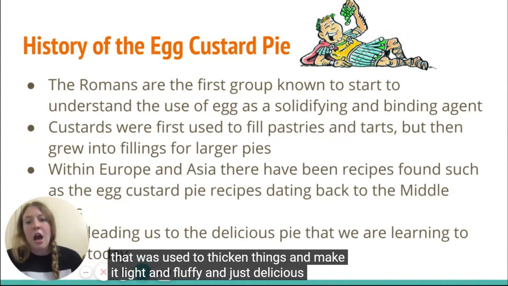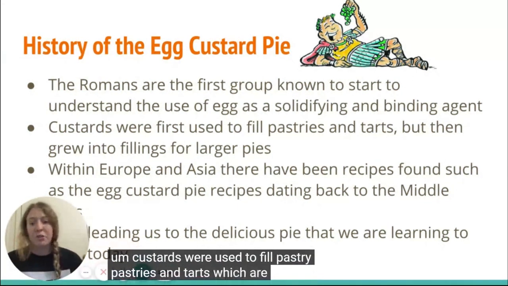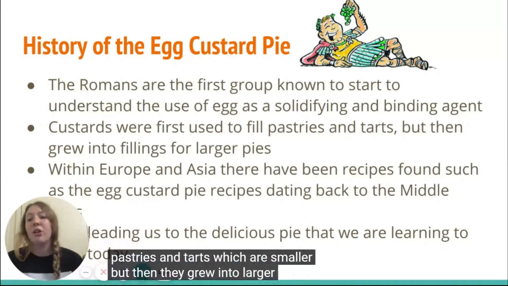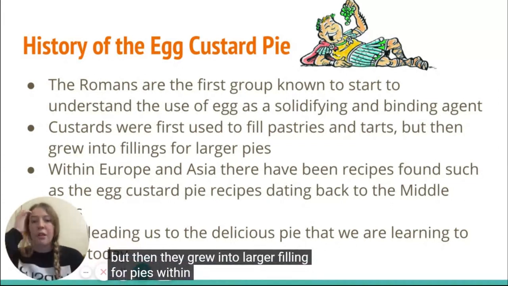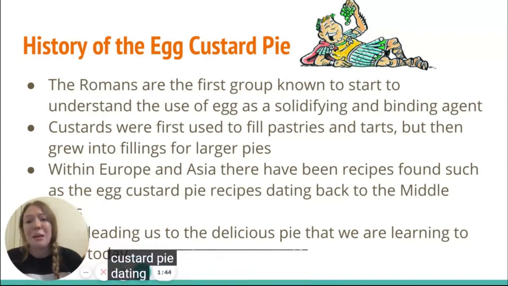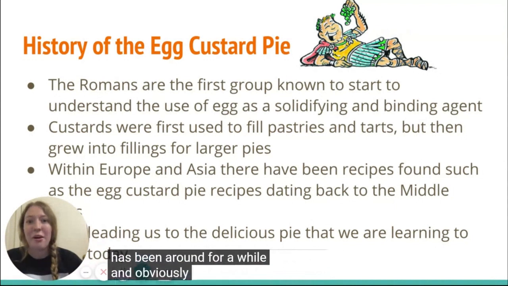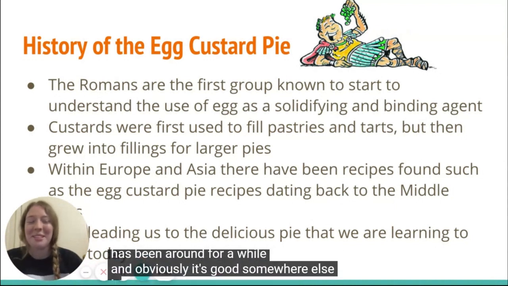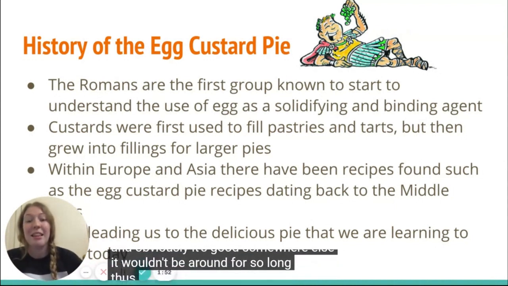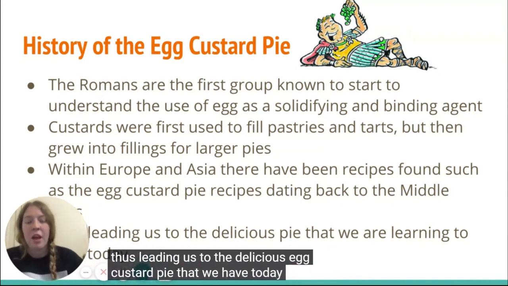Custards were used to fill pastries and tarts, which were smaller, and then they grew into larger fillings for pies. Within Europe and Asia, there have been recipes such as the egg custard pie dating back to the Middle Ages. So this has been around for a while, and obviously it's good, or else it wouldn't be around for so long. Thus leading us to the delicious egg custard pie that we have today.